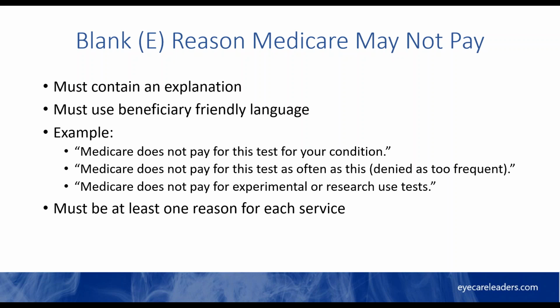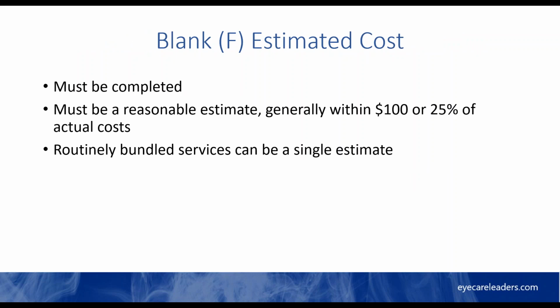Blank F is your estimated cost. So an estimated cost is required so that the beneficiary can make an informed decision about the services. CMS expects a reasonable estimate should be within $100 or 25% of the actual cost. Multiple items or services that are routinely bundled can be a single estimate. So you want to make sure that you're checking with your billing staff each year to make sure that you fall within that range.